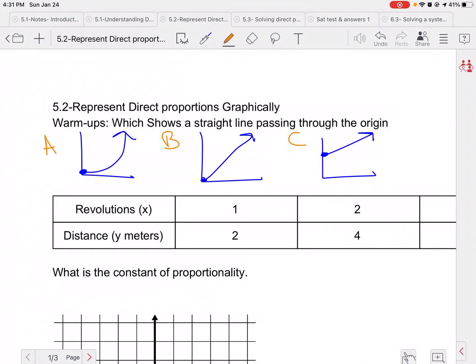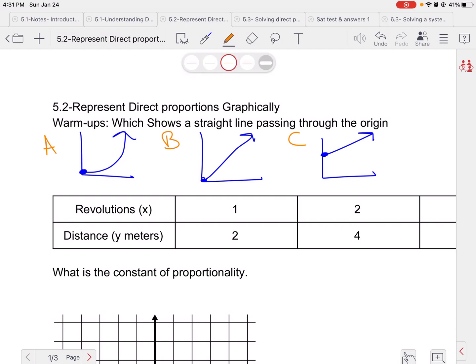Hi guys, welcome back. We're going to talk about direct proportion graphs today and what they would look like. Okay, so first thing, I want you to look at these three graphs that I have drawn on my paper, and I want you to write on your paper which one you think shows a straight line that passes through the origin. So take a second, pause the video, write that down for me.